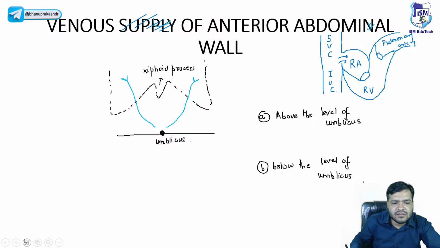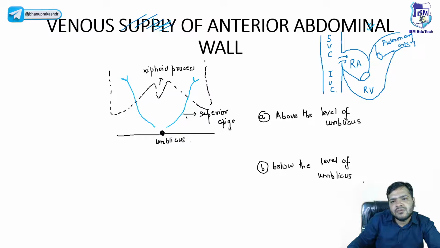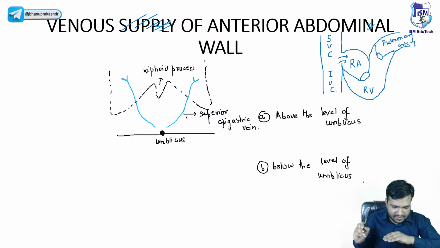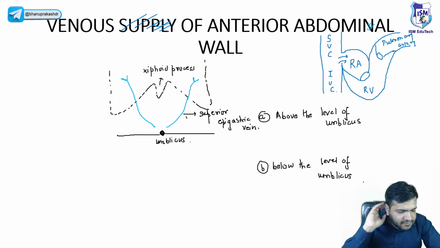So I'll just change the color so that you don't get confused. So we have this superior epigastric vein. Direction उल्टा बनाइएगा, आपको पता है they are draining the blood. We have the superior epigastric vein. Apart from that, beta, remember the superior epigastric vein will drain the blood.